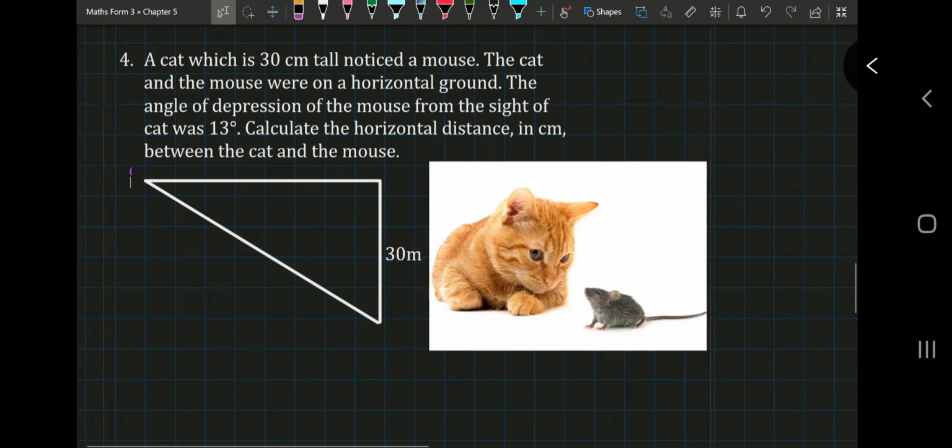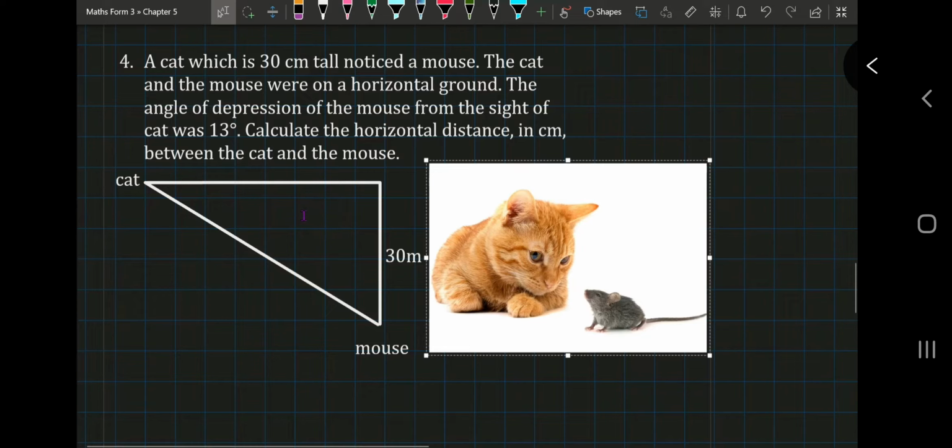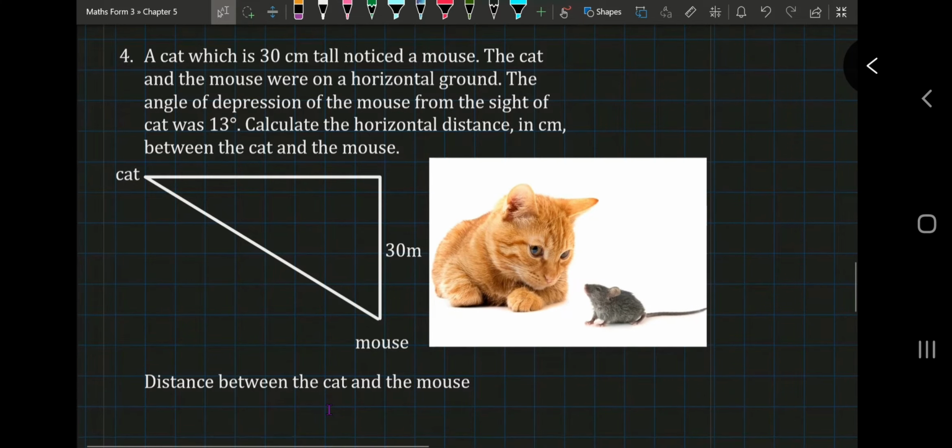The angle of depression means the cat should be here, the mouse to be here. That means we are going to arrange it like this. So now we are going to find out the horizontal distance between the cat and the mouse. Okay, so the distance between them is what we need to find.